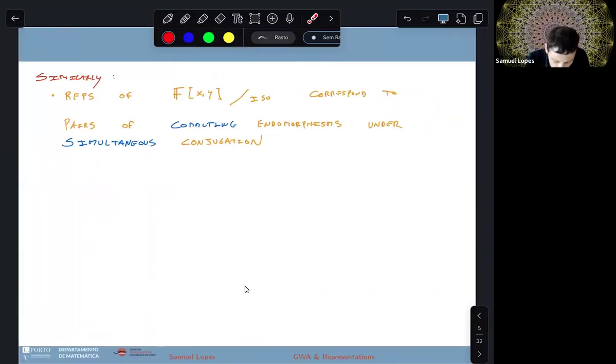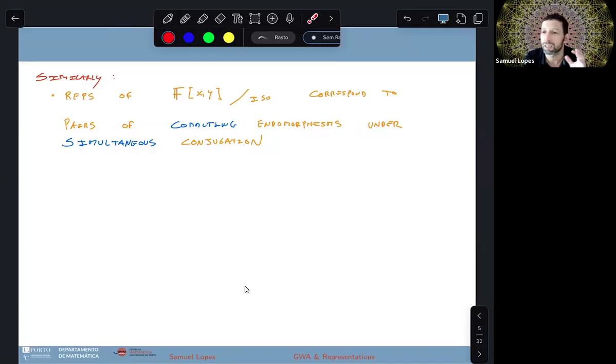For example, in this context, if we're looking at representations of the polynomial ring in two variables, we would be really looking at a vector space and two endomorphisms of this vector space. And if we wanted to classify this by isomorphism, we would really be looking, sorry, I forgot to say, if I'm dealing with representations of the commutative polynomial ring in two variables, these two endomorphisms must commute with each other.